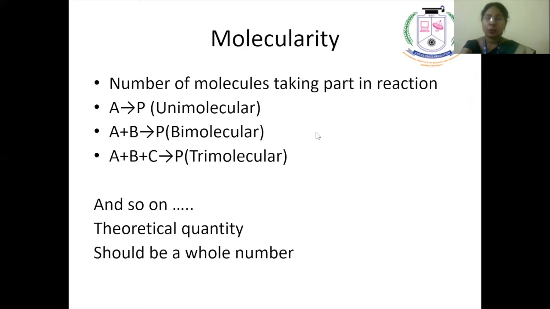Another term is known as molecularity. It's the number of molecules taking part in the reaction. If one molecule takes part in the reaction, it becomes a unimolecular reaction. If two molecules take part in the reaction, it's a bimolecular reaction. And if three molecules take part in the reaction, it's a trimolecular reaction, and so on. So it's a theoretical quantity, and it should be a whole number.